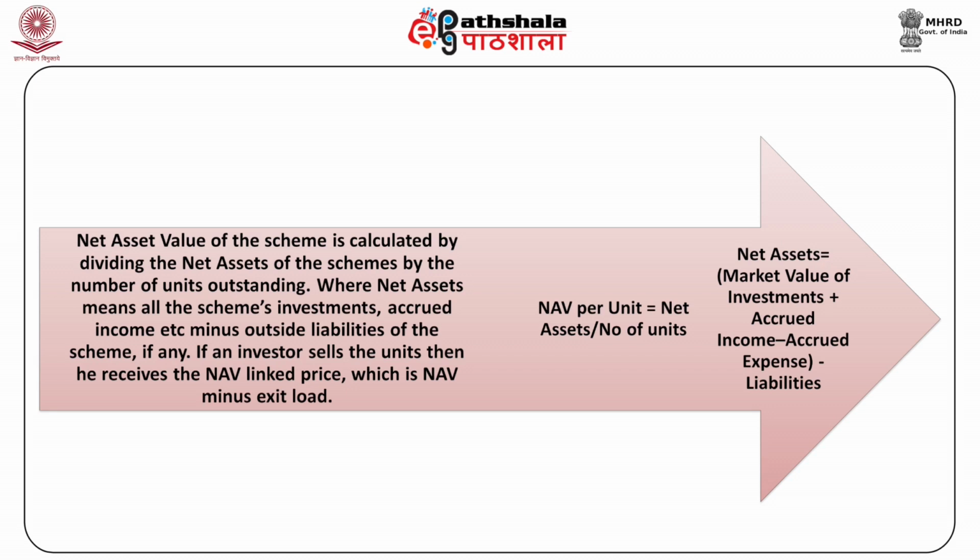Net asset value therefore is market value of investments plus accrued income minus accrued expenses. All total deducted from that is the liability. That gives us the net asset value. Divided by the number of units, and you end up with net asset value per unit.